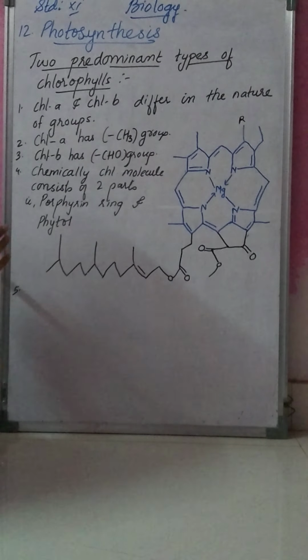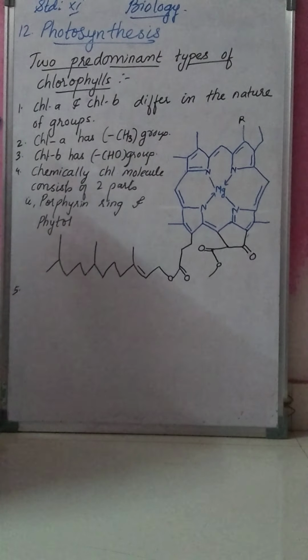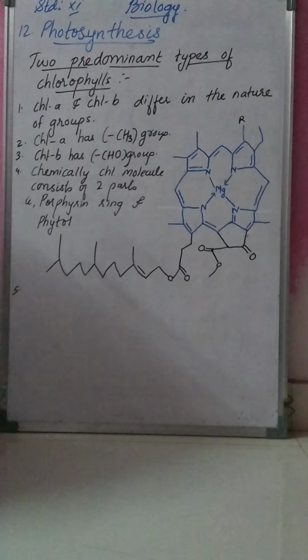Now there are different types of chlorophyll: chlorophyll A, chlorophyll B, C, D. But mostly, as we are going to study higher plants, two types of chlorophylls are present in higher plants, that is chlorophyll A and chlorophyll B.